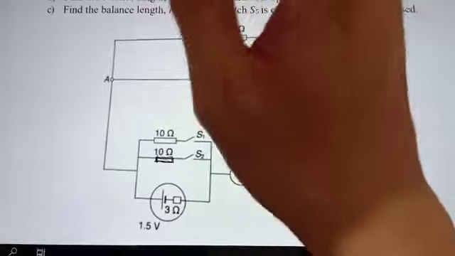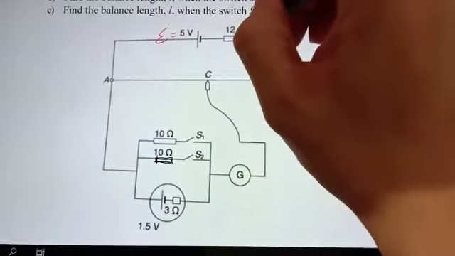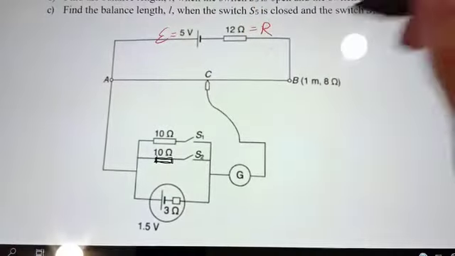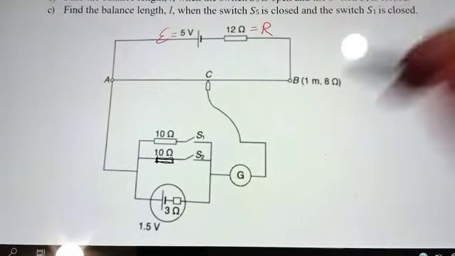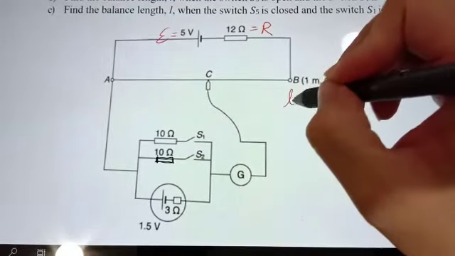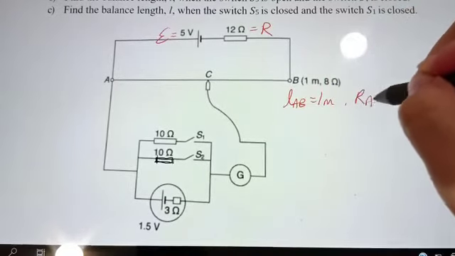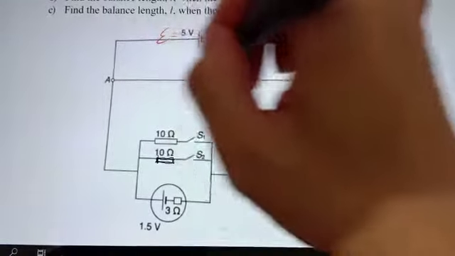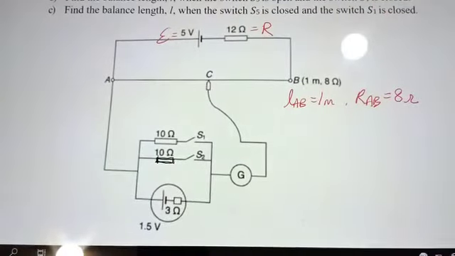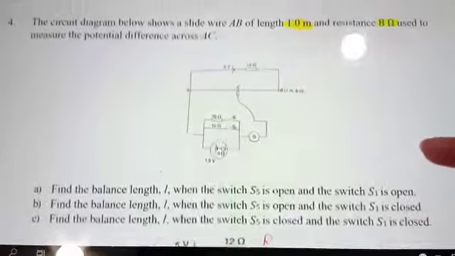So this is big E, and this is the resistance big R, and also the length LAB is 1 meter. The resistance AB is 8 ohm. And then this is the length AC. All right. Now the question asks.